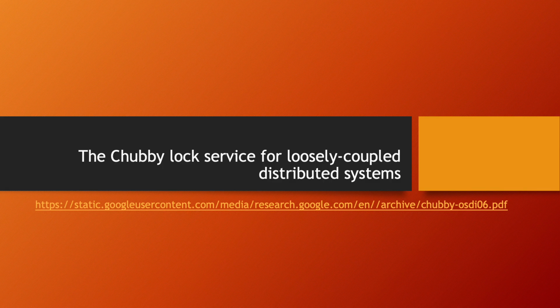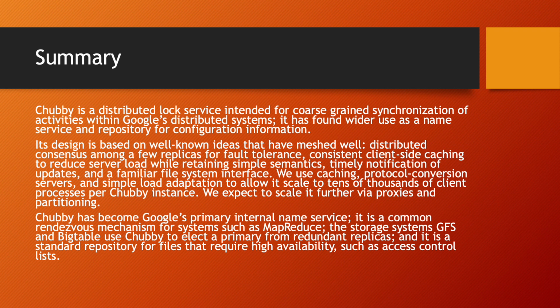The paper of the day is the Chubby lock service for loosely coupled distributed systems. Chubby is a distributed lock service intended for coarse-grained synchronization of activities within Google's distributed systems. It has found wider use as a name service and a repository for configuration information. Its design is based on well-known ideas that have meshed well.